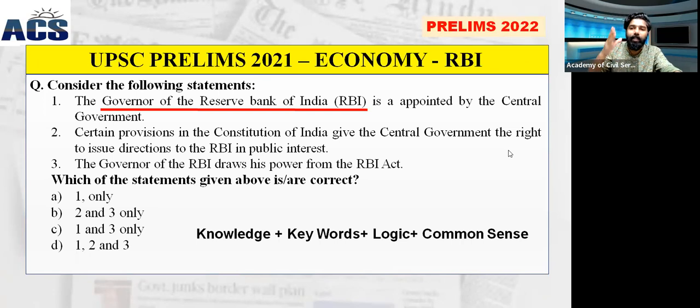So in this case also they specifically ask who appoints the governor of RBI. It is appointed by the central government. That is a fact that a student must know with regard to RBI. So if the first statement is right, we can eliminate options 2 and 3.